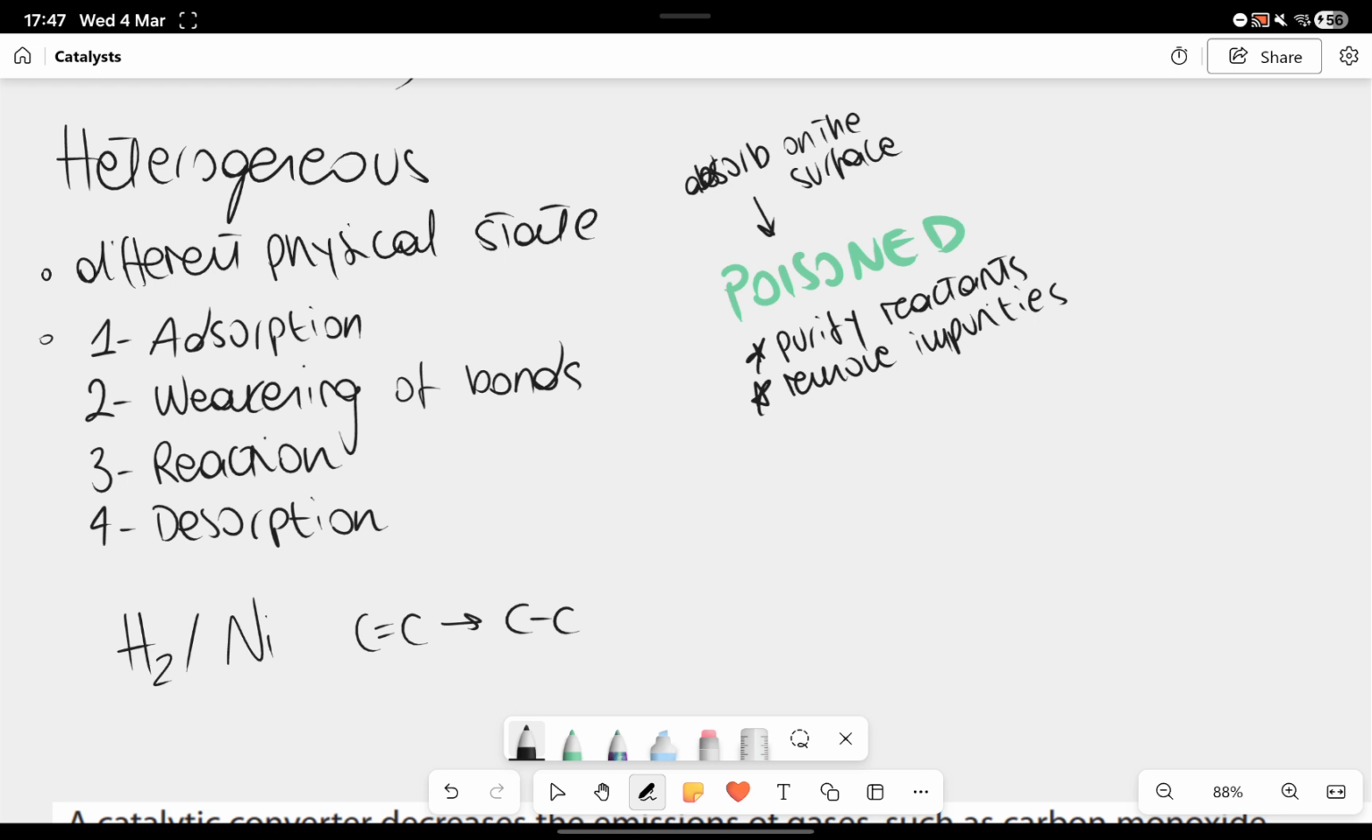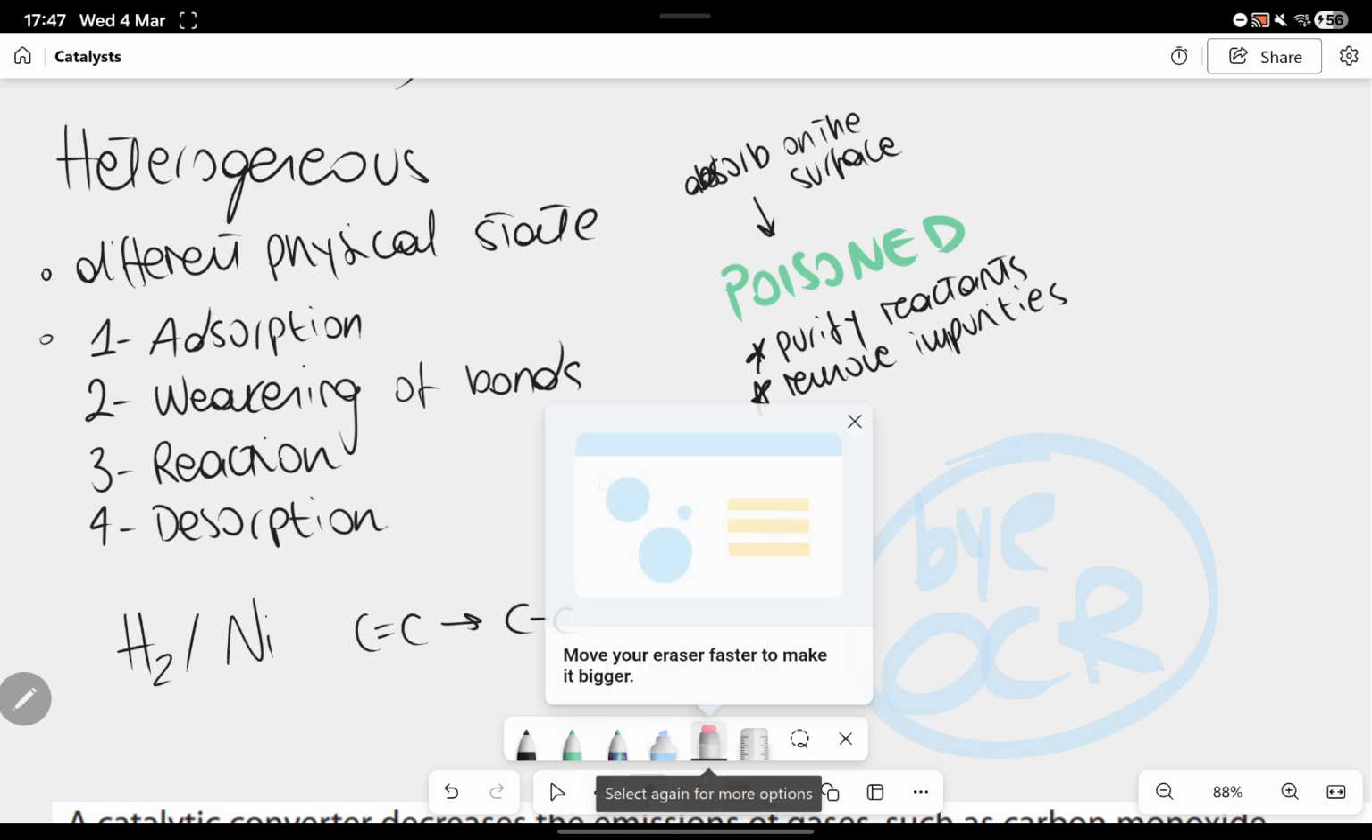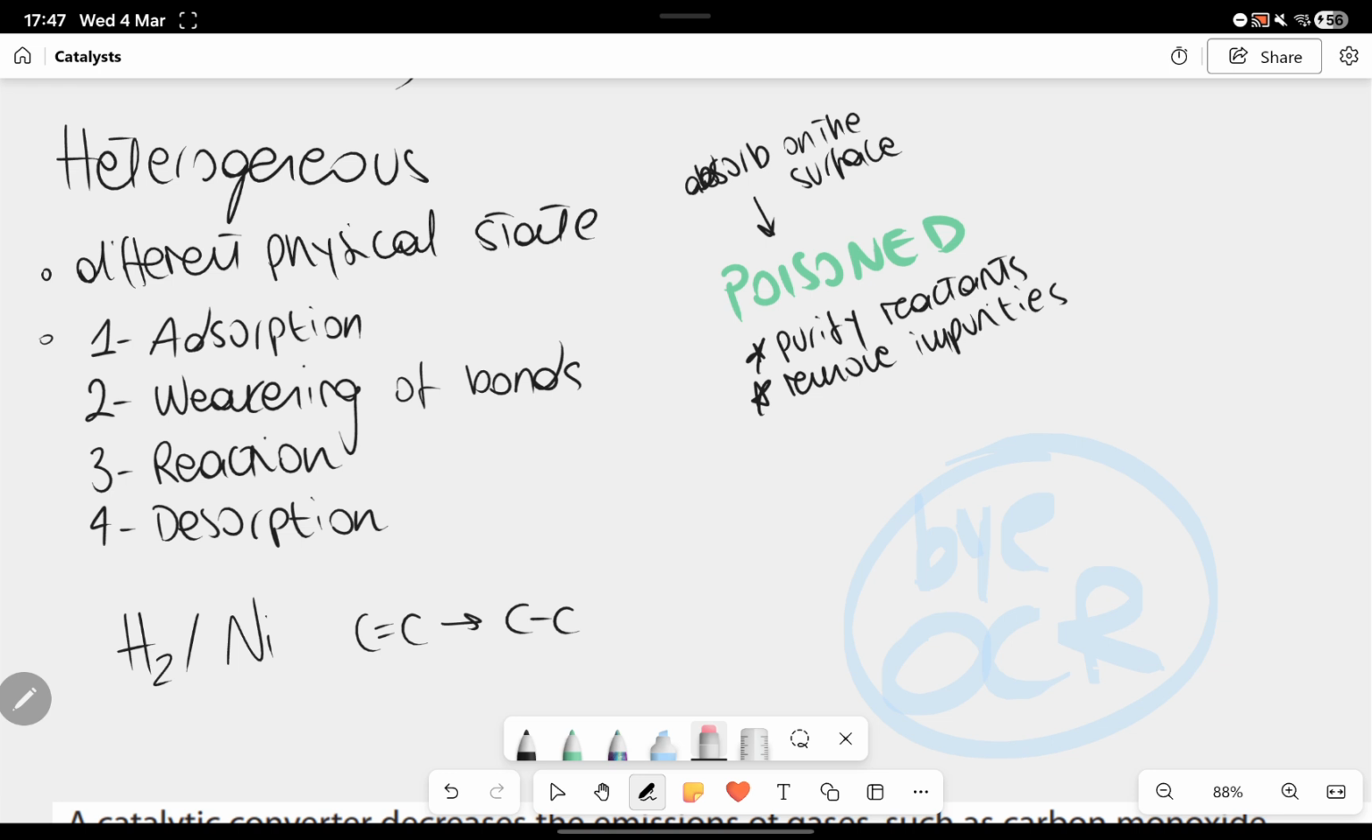Purification. And here I'm saying bye to OCR students because that's it for you. But AQA and Edexcel, you have to keep up with me. We still have a lot to go in this topic.